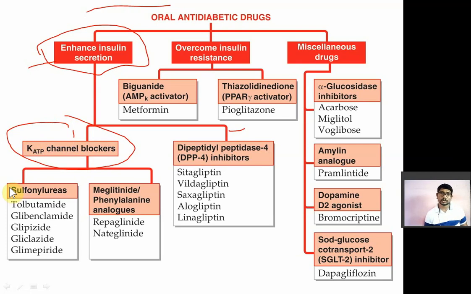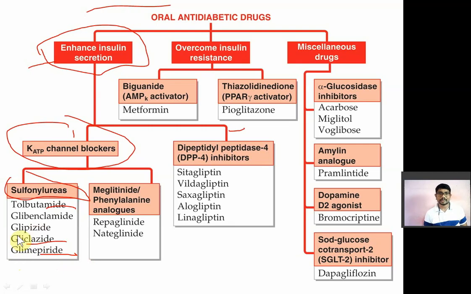So in that also you have two classes chemically. First one is sulfonylureas. In that you have tolbutamide, then glibenclamide, then glipizide, then glimepiride, then gliclazide. You can remember: first generation, sulfonylureas, amides, zides, and pyride. So tolbutamide, glibenclamide, then glipizide, then gliclazide. So amides, zides, and pyride, glimepiride.